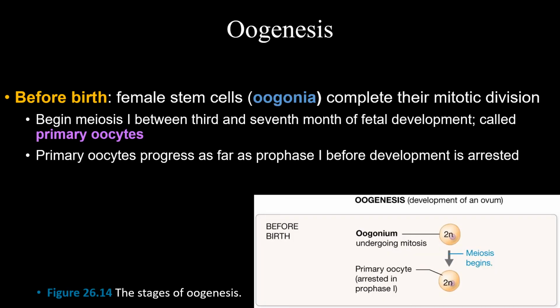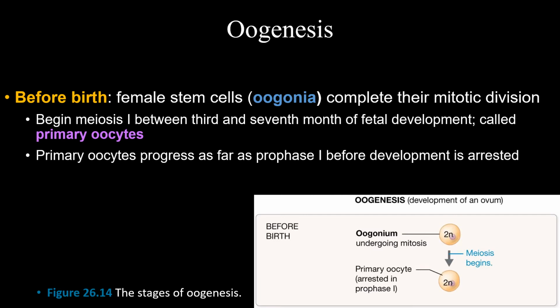So before birth, these stem cells of females called oogonia undergo a mitotic division before birth during months 2 to 7 of their fetal development. And this means that a female produces all of the oogonia she will ever make or ever have before she has ever even been born. And at about 7 months of fetal development, the total number of oogonia is about 7 million.